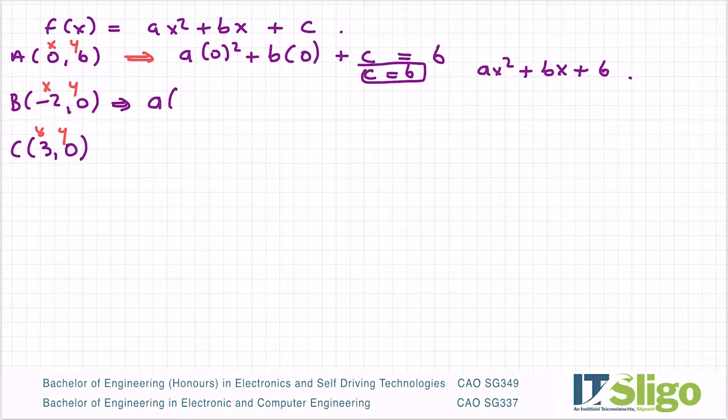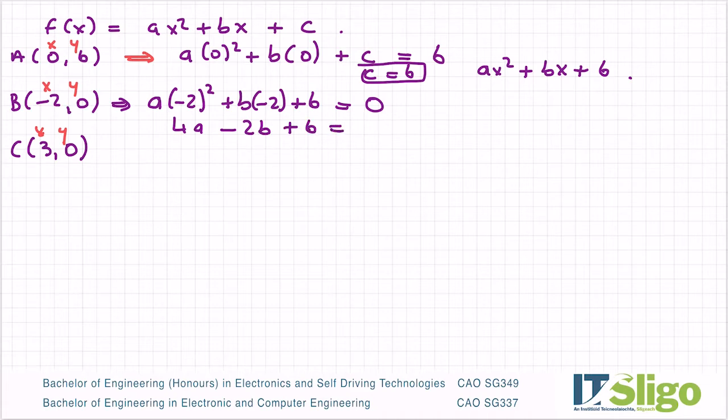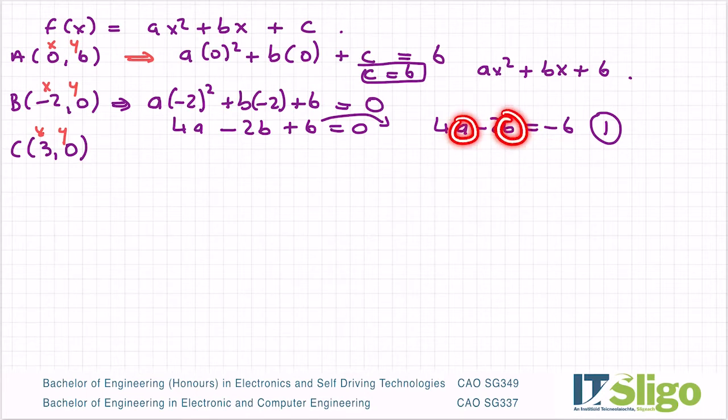So I end up with a times minus 2 squared plus b times minus 2 plus 6, and that is equal to 0. Okay, see, I'm using the 6 for c now rather than c because I know what it is. So a times minus 2 squared, so minus 2 squared is 4. So I have 4a minus 2b plus 6 is equal to 0. Bring the 6 over this side, so I end up with 4a minus 2b equals minus 6. So that's my first simultaneous equation with a and b in it.